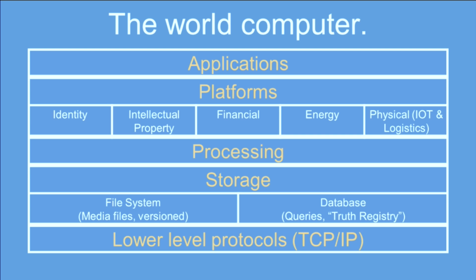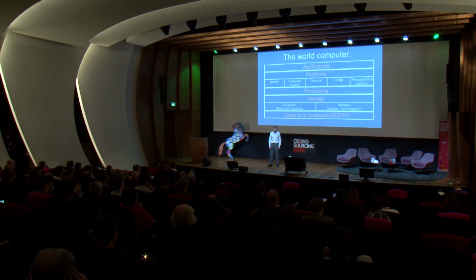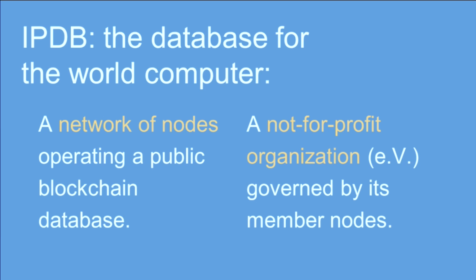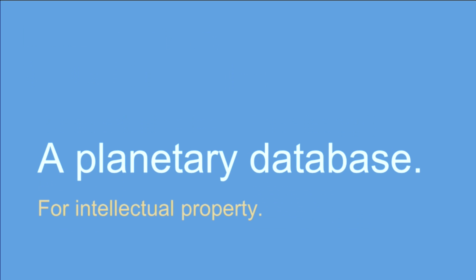So when we talk about this infrastructure, it's not things that people are going to have to interact with, but it's the things that developers are going to be building on top of. So what we really want to zoom in on today is the database. So that's IPDB. That's the database for the world computer. We've set it up as, first of all, a network of nodes that operate this public blockchain database, and a not-for-profit organization that's governed by those member nodes.